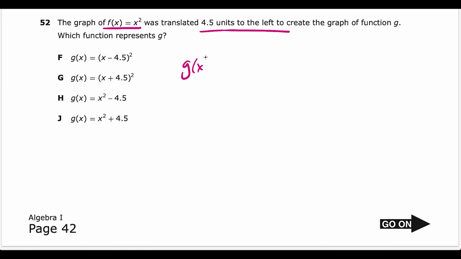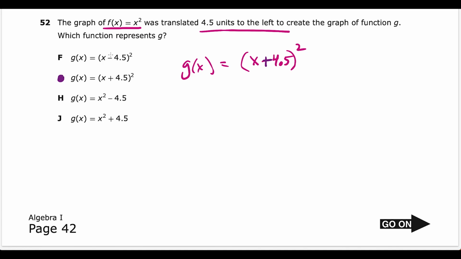So g of x, if you know your transformation rules, if you want to go 4.5 to the left, you're going to take the x and replace it with x plus 4.5. Okay, so this will send it to the left. This one throws people off because they're like, wait, plus means right, but it's kind of like a reverse rule here. Going to the left, we would do this. So we're looking for this answer choice, the x plus 4.5 squared, and this is going to be g.